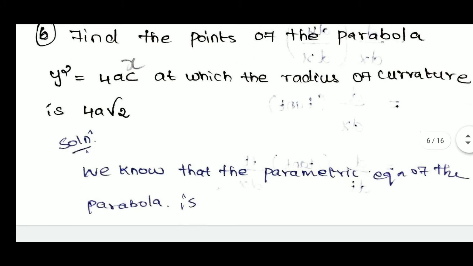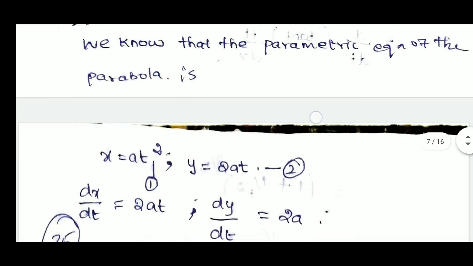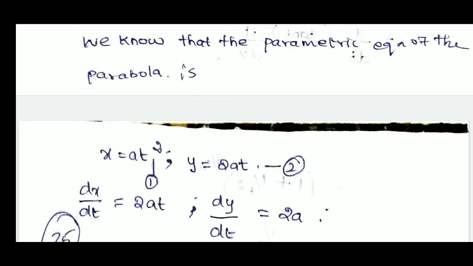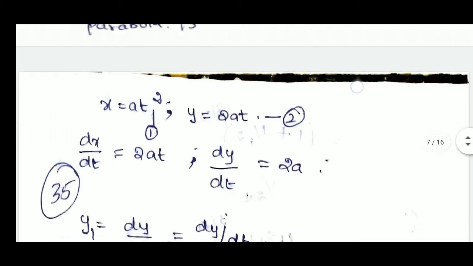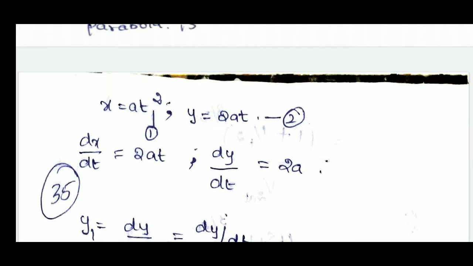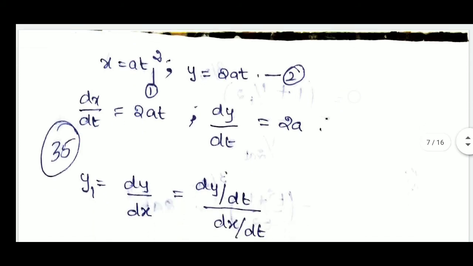Solution. We know the parametric equation of the parabola, which we have already studied in 12th: x equals at square, y equals 2at. This is a result we studied. The x is in terms of t and y is also in terms of t. So we differentiate: dx by dt equals 2at, and dy by dt equals 2a.